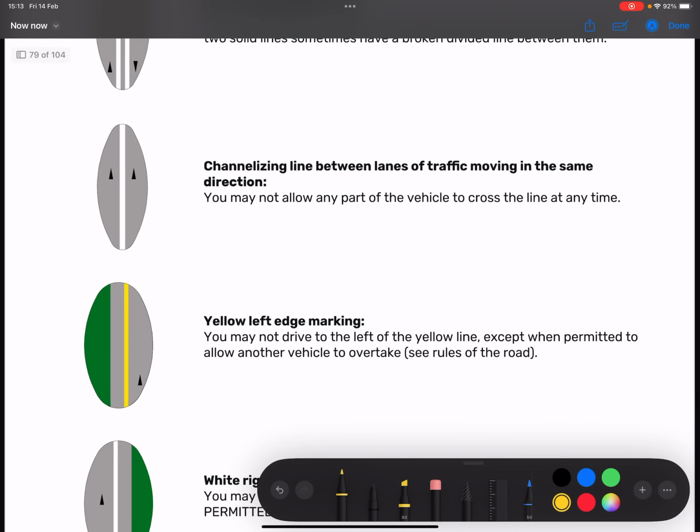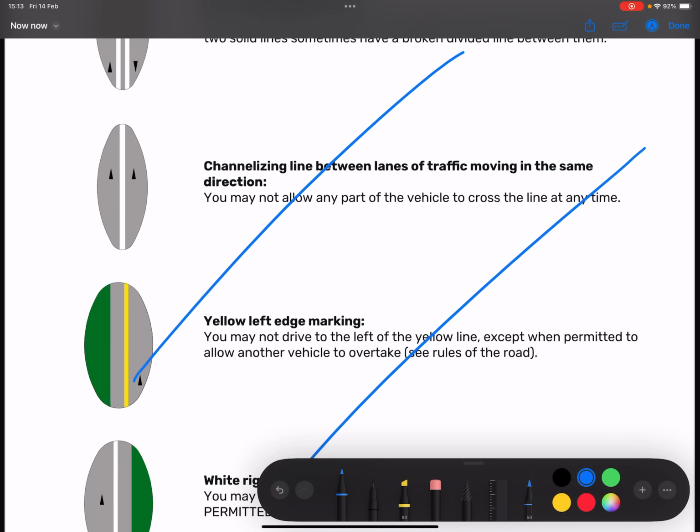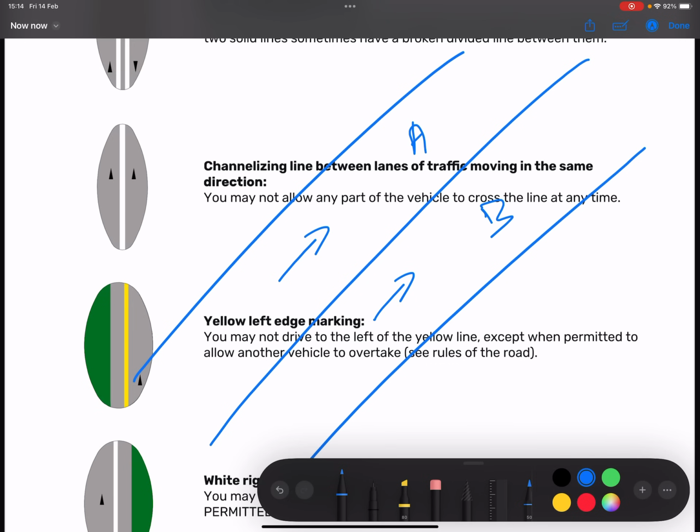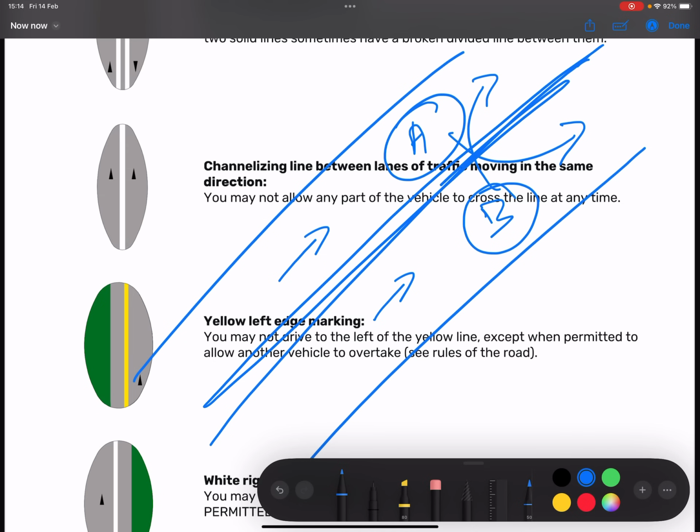All right. And then you have also the channelizing line there. The channelizing line is the same as the no overtaking line, except that it is for lanes of traffic moving in the same direction. So what does that mean? There is your lane A, and here it's your lane B. You cannot switch lanes. You cannot move from lane A to lane B, nor from lane B to lane A. You cannot because of this line.